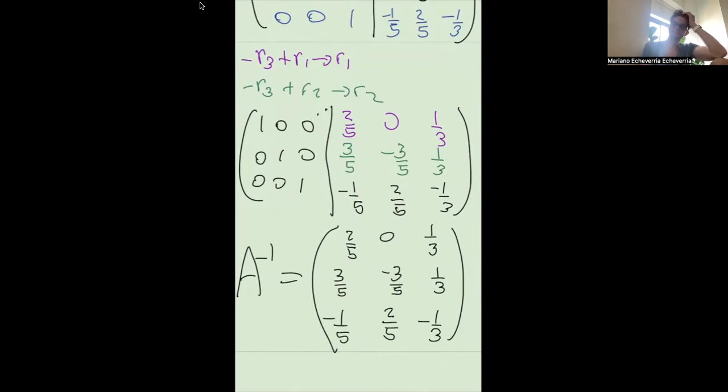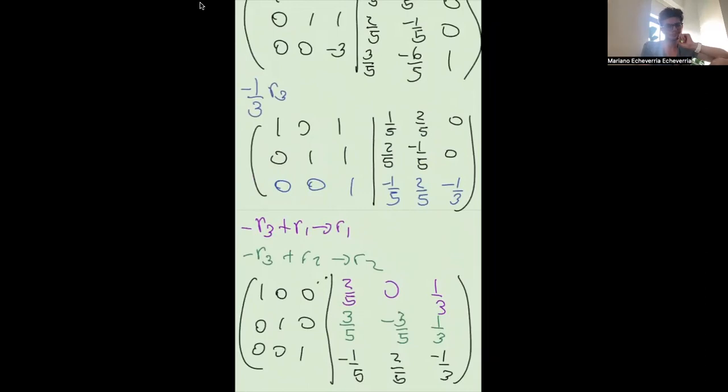Professor, question. So we already get the one. Could you go up a little bit? For here, we already got the inverse A, but why do we keep going to simplify? Well, no, you still don't have the inverse because this is still not the identity, right?